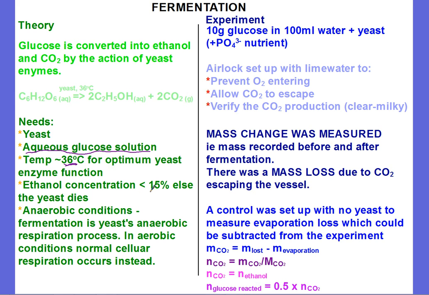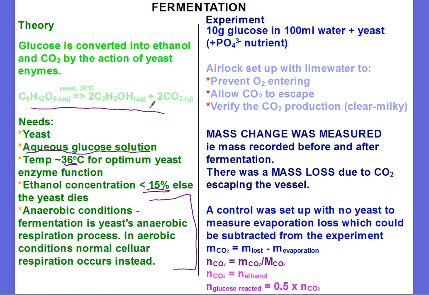The ethanol concentration is going to be less than 15%, or the yeast will die, and it's got to be anaerobic conditions, so no oxygen. And that's because the fermentation process is what yeast does to get energy in anaerobic conditions. If there's aerobic conditions with oxygen, it will just undergo normal cellular respiration, so it needs to be anaerobic conditions.